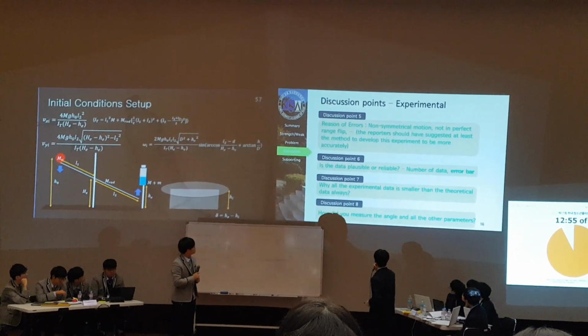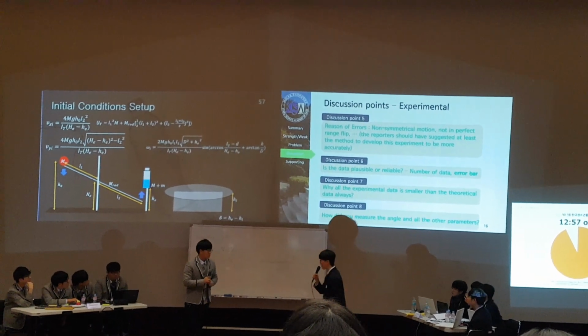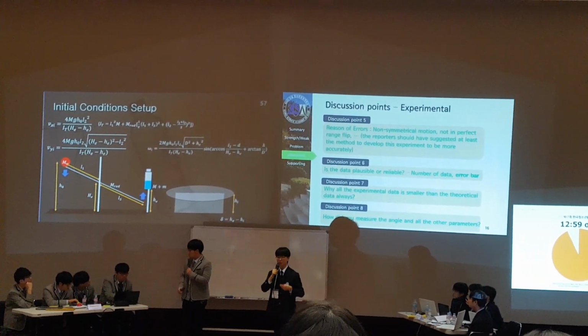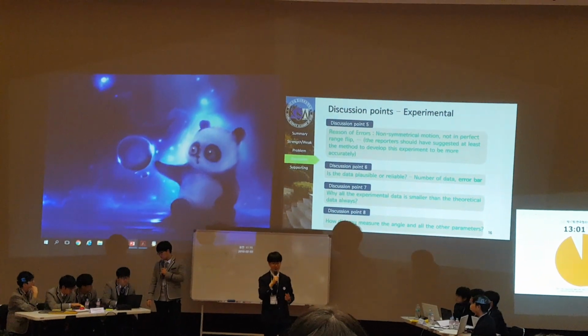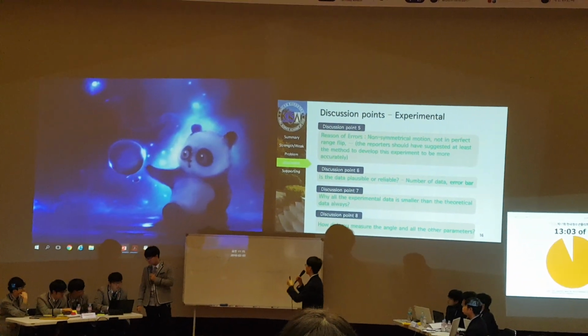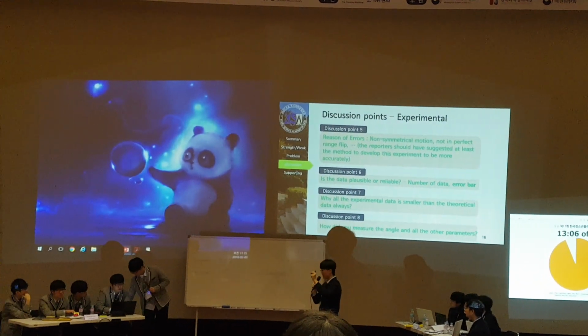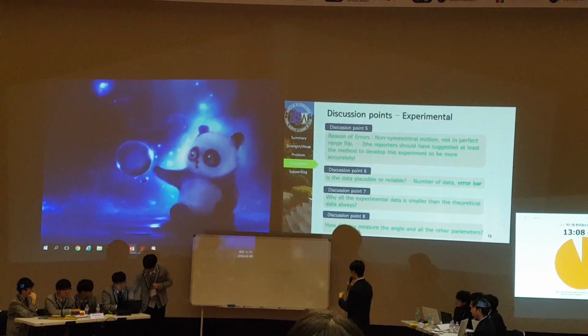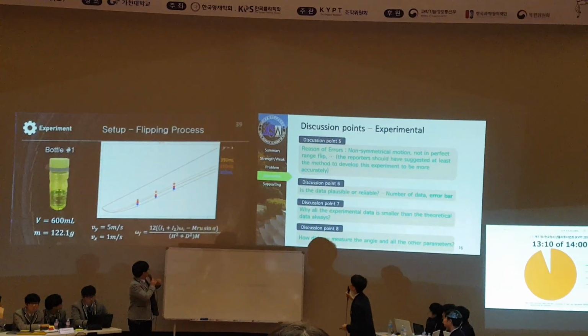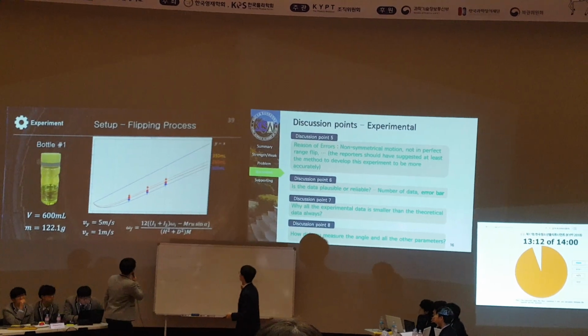So, is the data plausible or reliable? Because I could not see any error bar inside your graph. I'm curious how many times you did the experiment, and how many times you plotted the data to explain your theoretical model. Okay, for this experiment and for the critical angle, I did 10 times each.